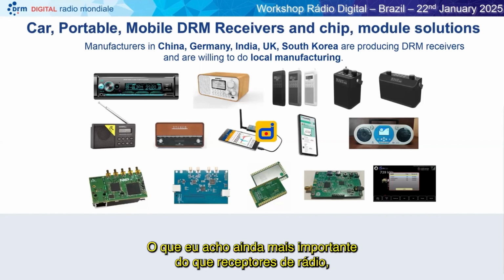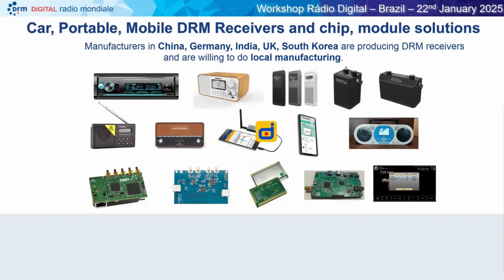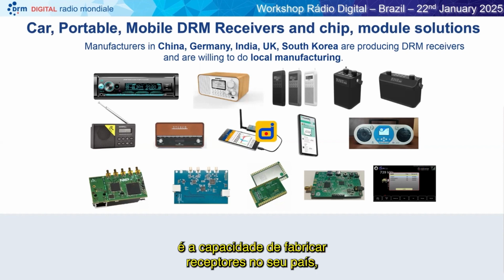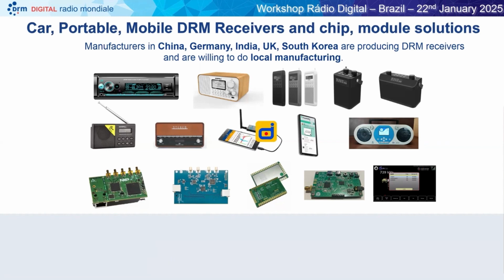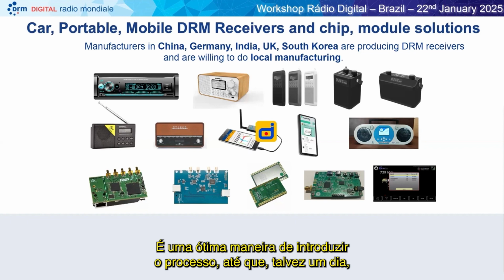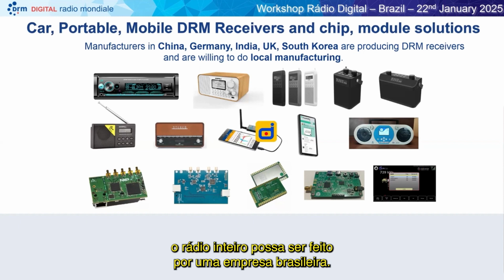What is important, I think even more important than radio receivers, is the capability that you can make receivers in your country, because you also want to create jobs, and you don't always want to be dependent on imports of devices. So there are currently already 3 manufacturers that are making modules, and these modules can be used by receiver manufacturers to equip their radios with DRM. And I think it's a very nice way for the introduction, before maybe one day the entire radio can be designed and built by a Brazilian company.